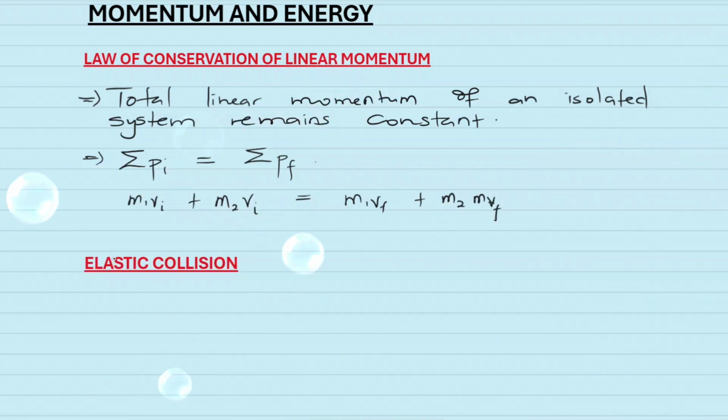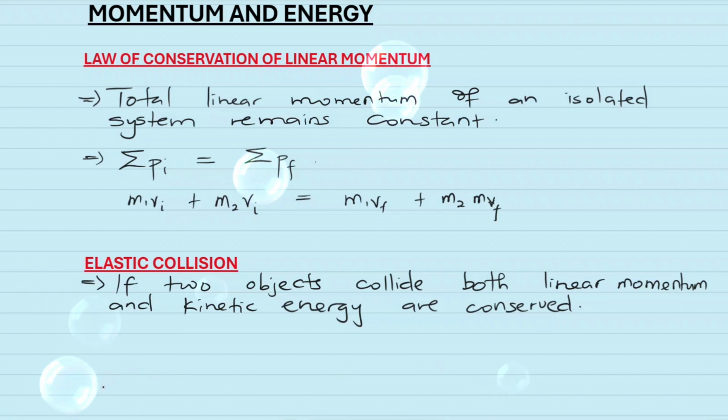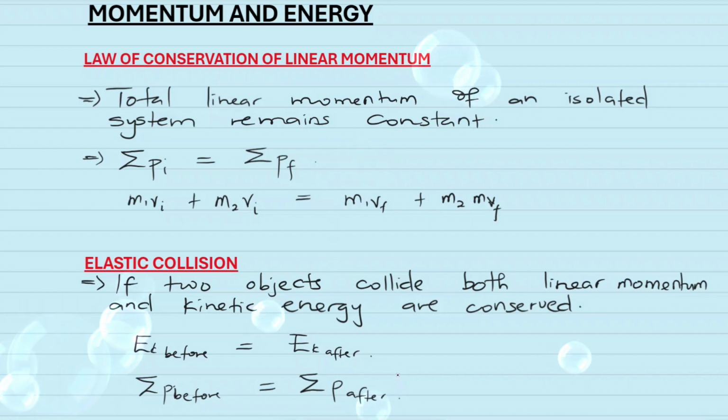Elastic collision. If two objects collide, both the kinetic energy and linear momentum are conserved. This means the kinetic energy before collision is equal to the kinetic energy after collision. Also, momentum before collision is equal to momentum after collision. So if an elastic collision occurs, there is no damage to objects because there is no loss of energy.